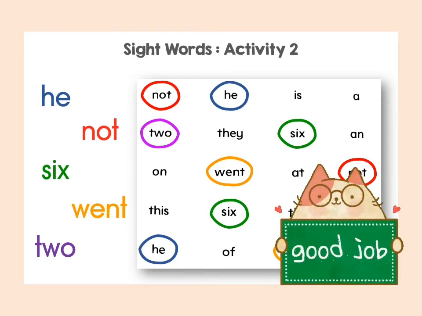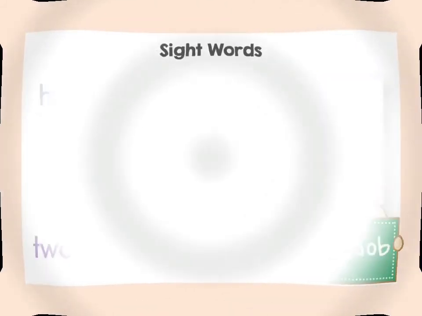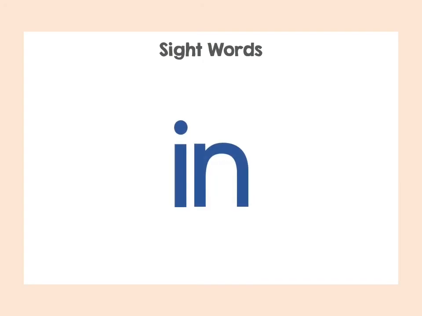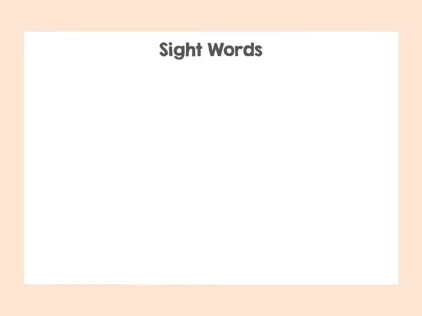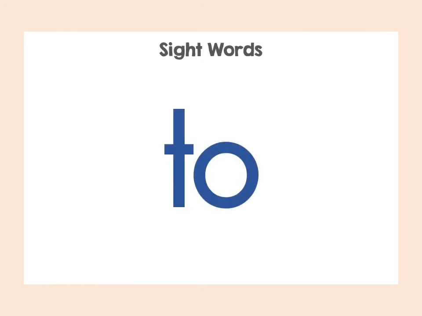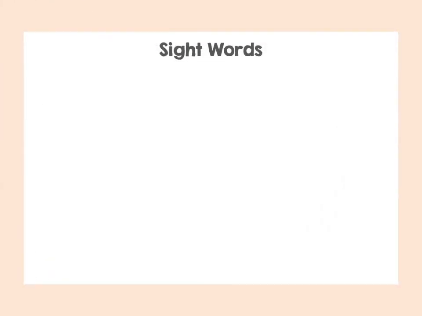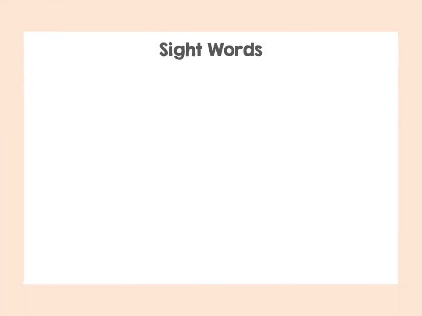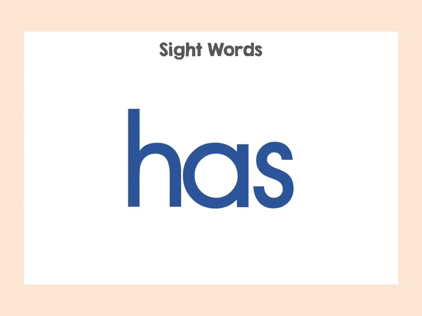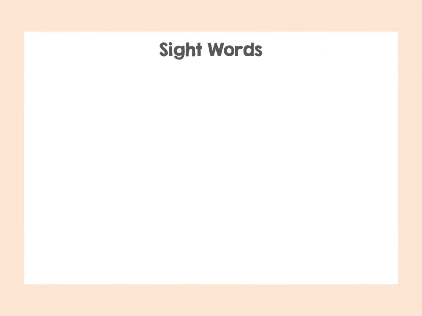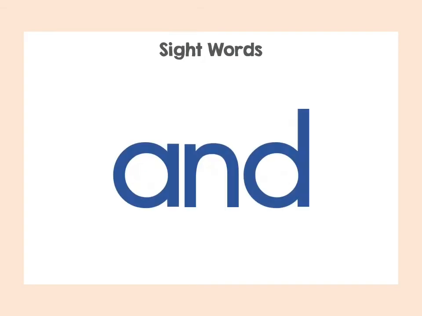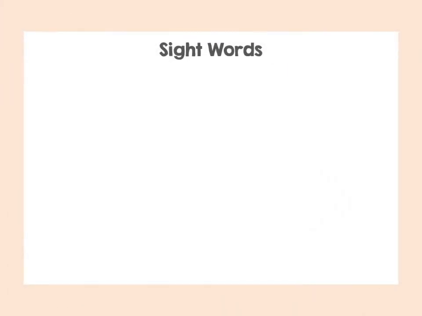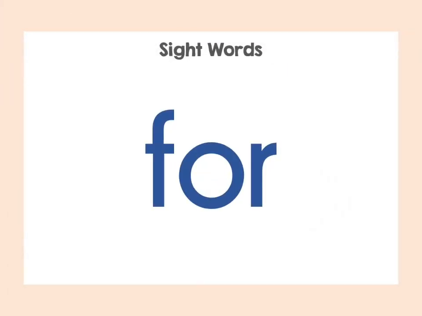Okay, let's continue our learning with other sight words. In. Two. Yes. Has. And. For.